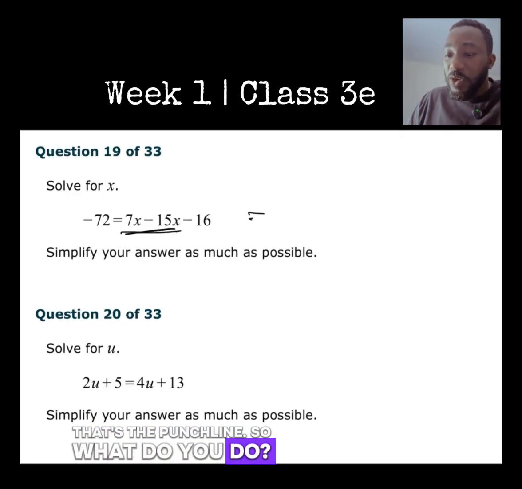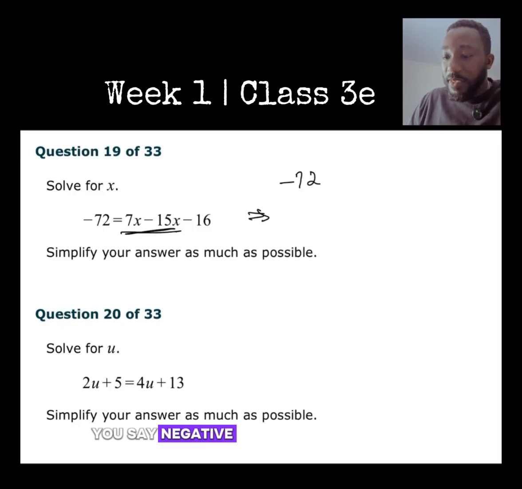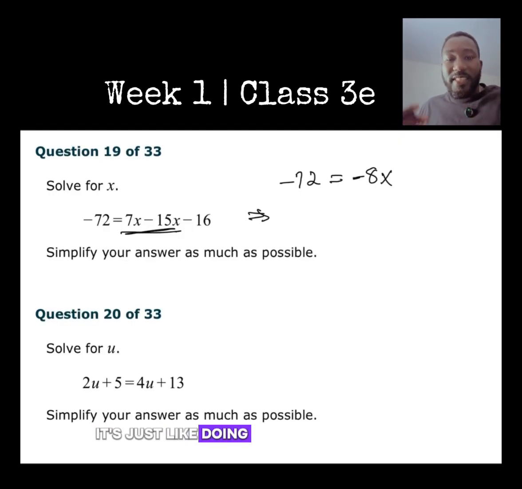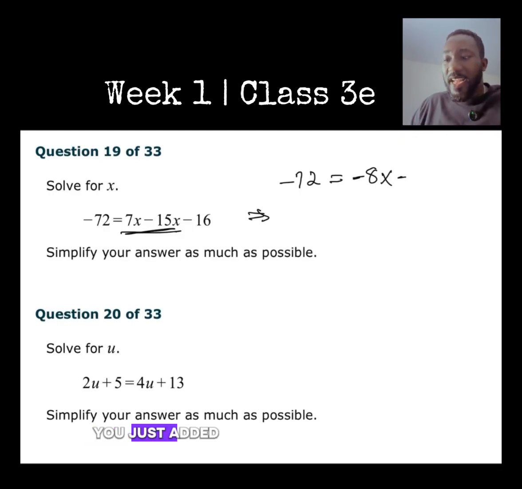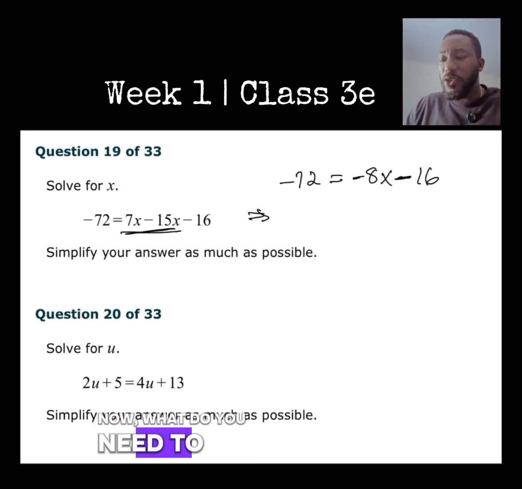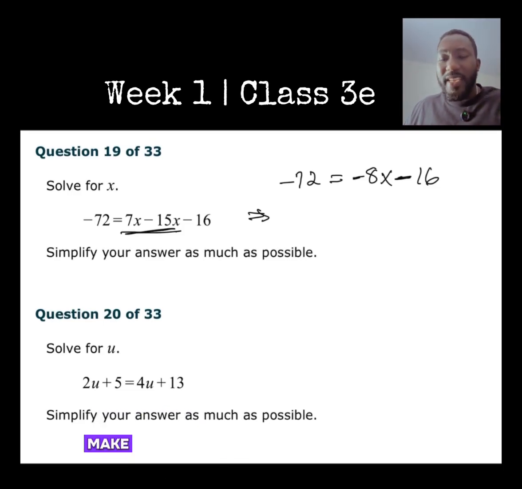So what do you say? Negative 72 equals 7x, negative 15x is what? Negative 8x. It's just like doing 7 minus 15, which is negative 8. And then x, right? You just add the x, negative 16. Now, what do you need to do now to make x stand alone?